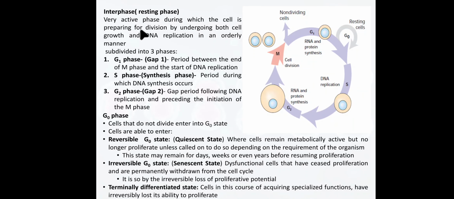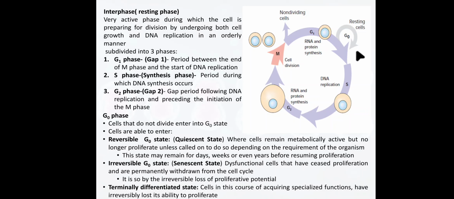Interphase is called a resting phase, but it is a very active phase where the cell is preparing itself for division by undergoing both cell growth and DNA replication in an orderly manner. So interphase is subdivided into three phases, that is G1 phase, S phase, and G2 phase, and M phase is not part of interphase. G1 phase is the gap phase, the period between the end of the M phase and the start of the DNA replication phase. S phase is the period during which the DNA is synthesized, and G2 phase, or gap 2 phase, is a period following the DNA replication and preceding the initiation of M phase.